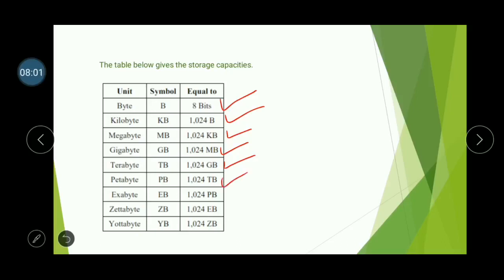After that, petabyte, PB: 1024 TB is equal to 1 PB. Exabyte, EB: 1024 PB is equal to 1 EB. After exabyte, zettabyte: 1024 EB is equal to 1 ZB. After that, yottabyte, YB: 1024 ZB is equal to 1 YB. So all these are the storage capacities of the computer system.